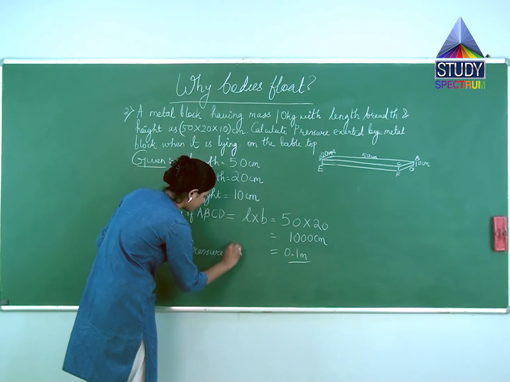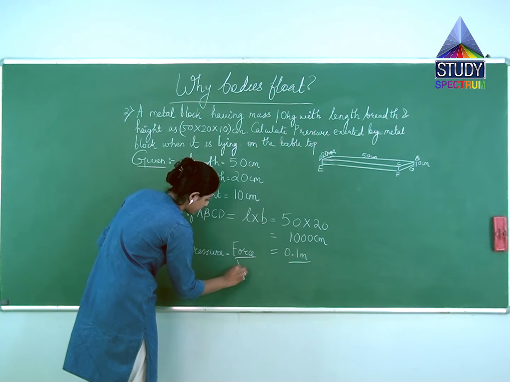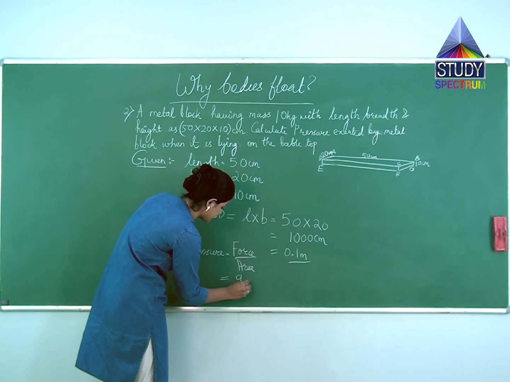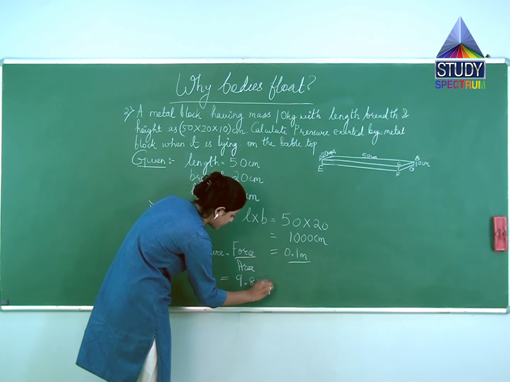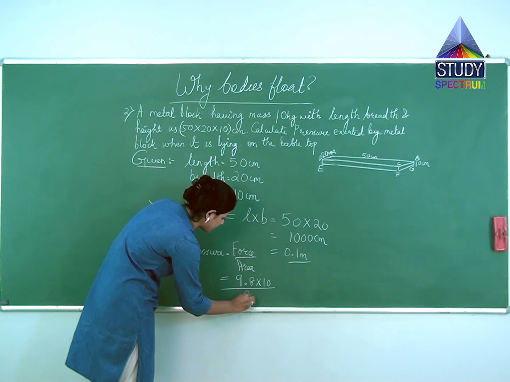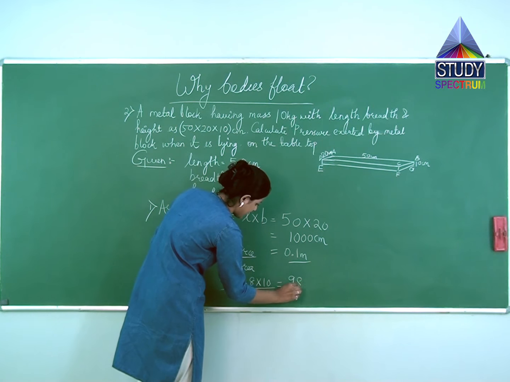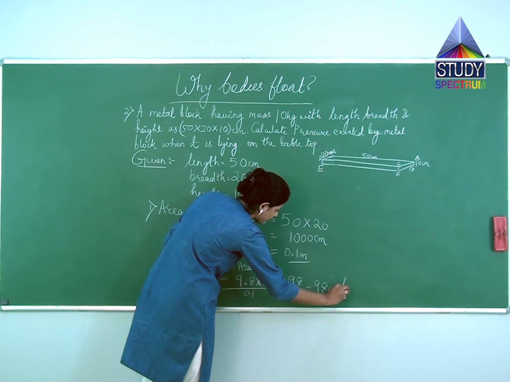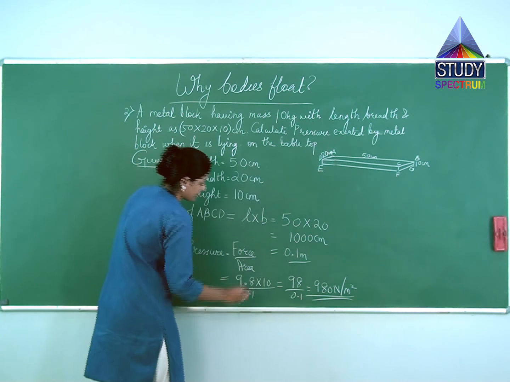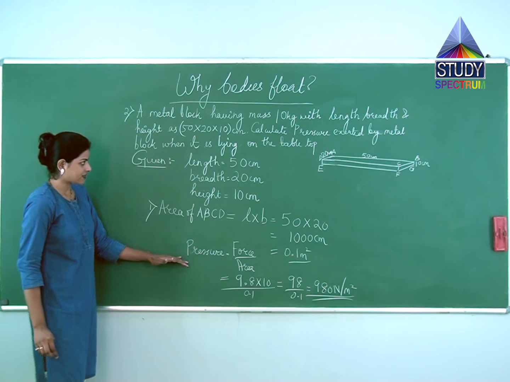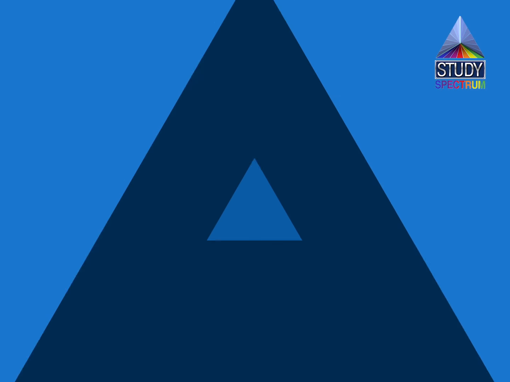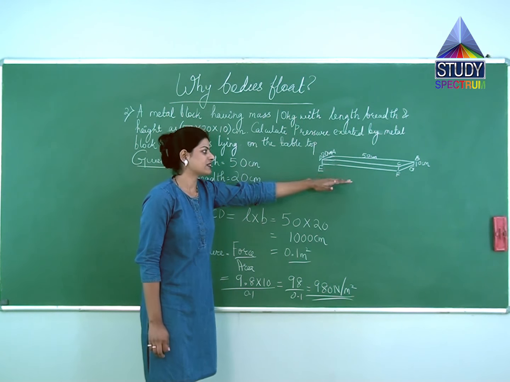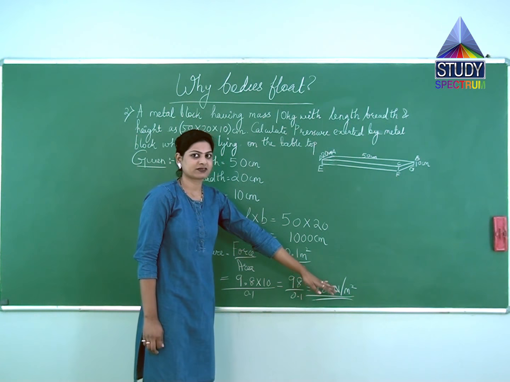Now we will substitute this in the formula of pressure, where pressure is equal to force upon area. Force here is 9.8 into 10 Newton upon 0.1. You will get 98 upon 0.1, which is 980 Newton per meter square. So the pressure exerted by the surface ABCD of the block on the surface of the table is 980 Newton per meter square.